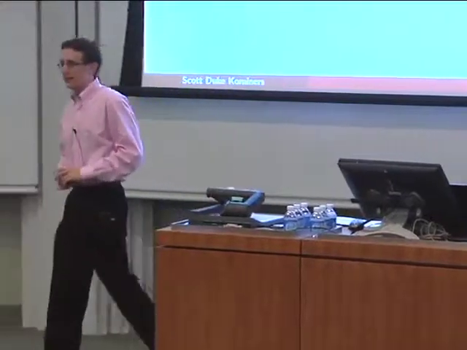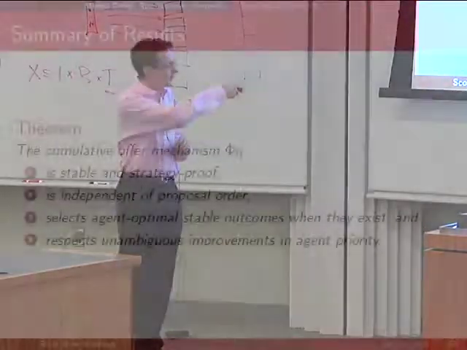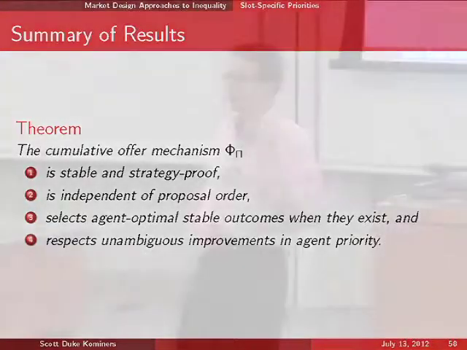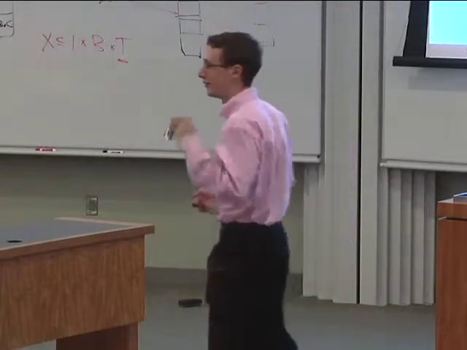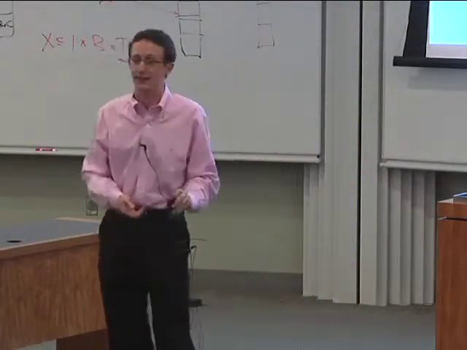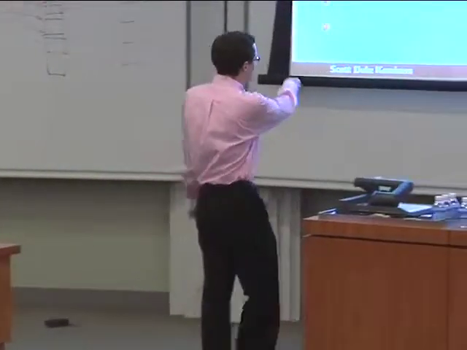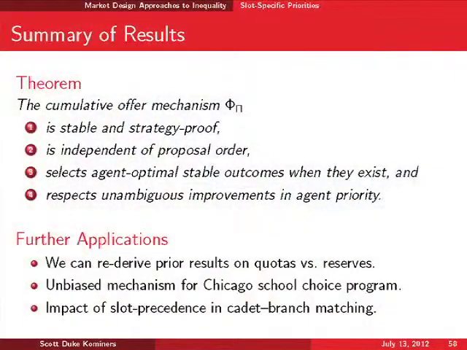So we show a bunch of other things. So stable and strategy proof, independent of the proposal order, selects an agent optimal stable outcome when they exist. So unlike that result that said you can't select the Pareto optimal and stable one when they exist, we can actually show that here the cumulative offer process does select agent optimal stable outcomes if they are there. So this is another reason to prefer it ex ante. And then it respects improvements. This lets us rederive some of these Hafalir, Yenmez and Yildirim results. But also, and this is where I want to go right now, it lets us look at an unbiased mechanism for Chicago school choice.